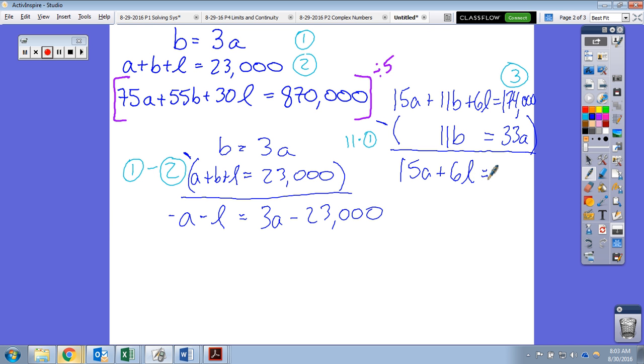And this equals 174,000 minus 33a. Of course, I'm a little tight on room here, so it looks not the best. Minus 33a. I think you can get the idea.